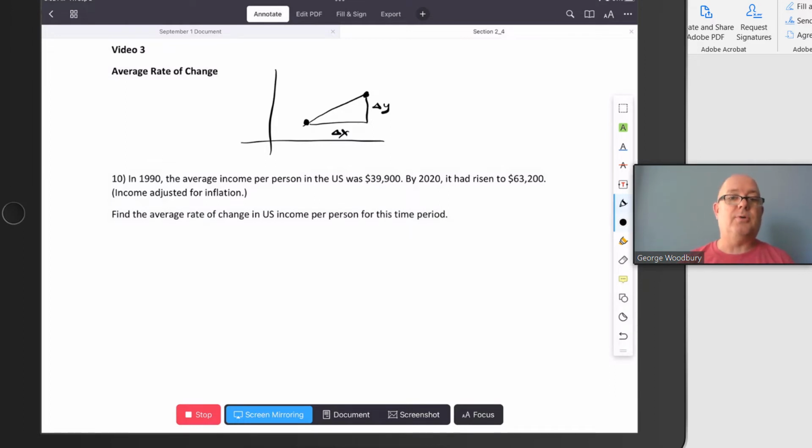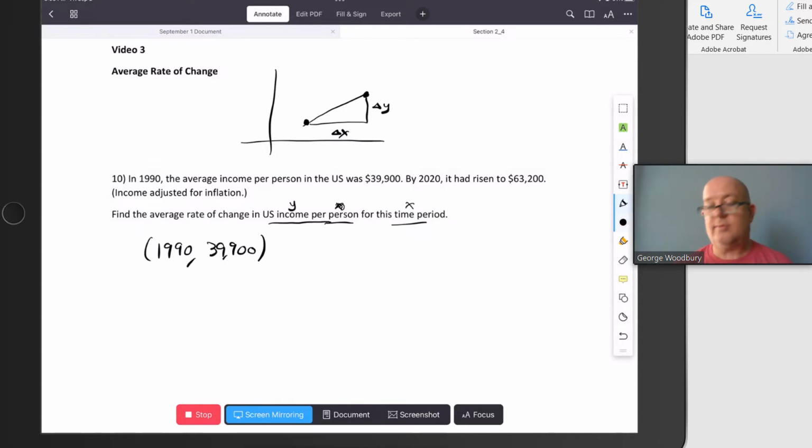So we're going to start with an example where in 1990, we were told the average income per person in the US was $39,900. Now I know that those are my x and y's because I read ahead a little bit and it says find the average rate of change in US income per person. Income is y and the time is x, for this time period. So that's my first ordered pair. The second ordered pair says by 2020, that had increased to $63,200.